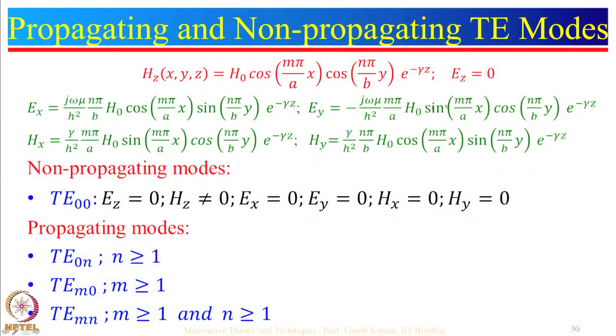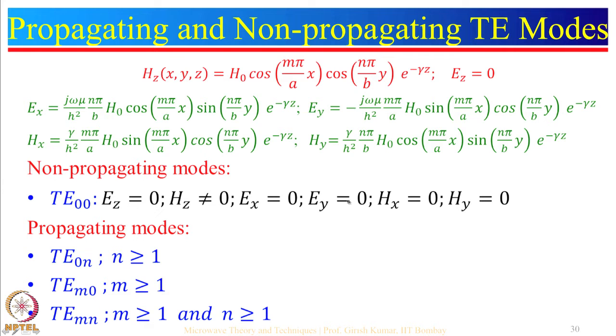Now let us see what the propagating and non-propagating modes are in TE propagation. So we know Hz and Ez, so we can find the transverse fields Ex, Ey, Hx, Hy in terms of these two. Now if we put m equal to 0 and n equal to 0 in these field equations, then what will we get? Ez is already 0, we will get Ex equal to 0, Ey equal to 0, Hx equal to 0, Hy equal to 0, and Hz is not equal to 0.